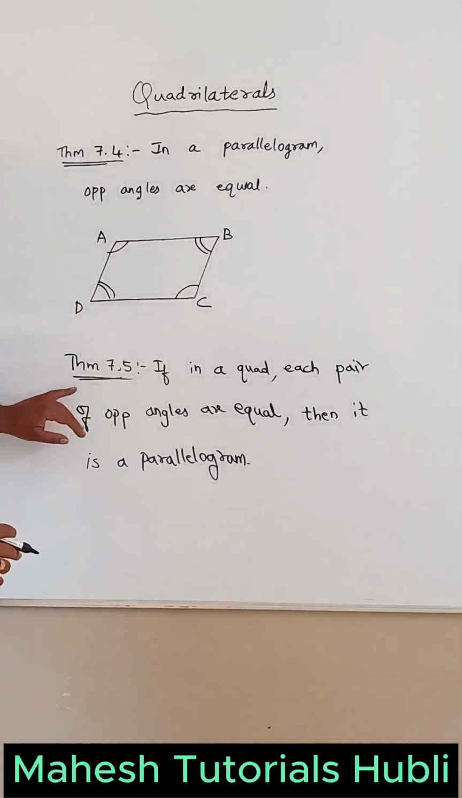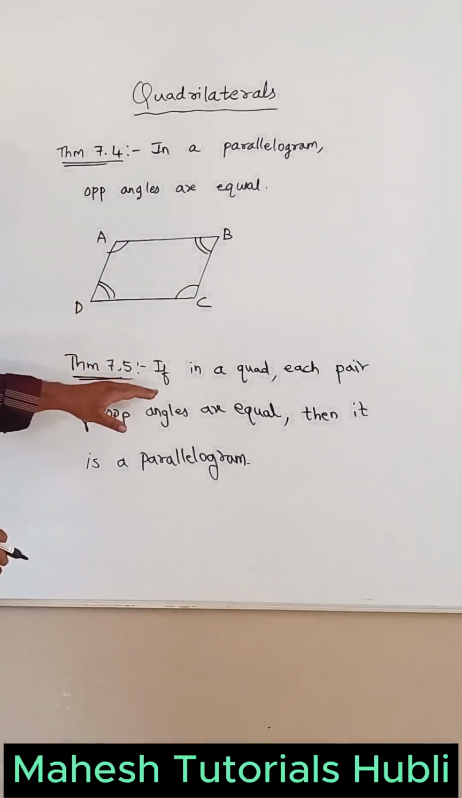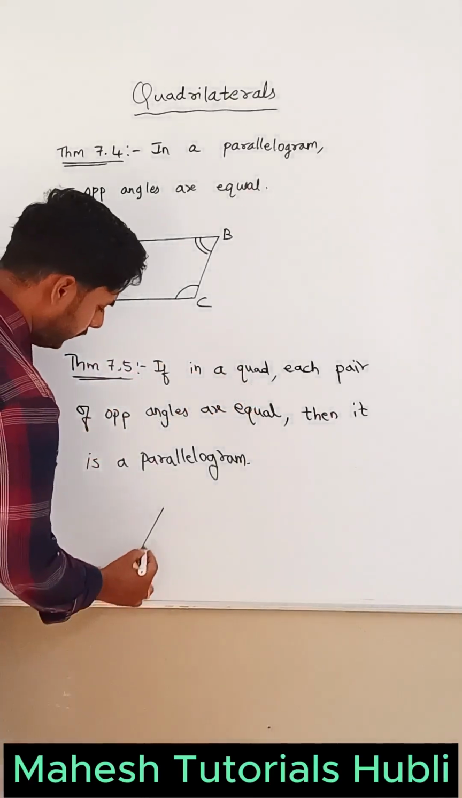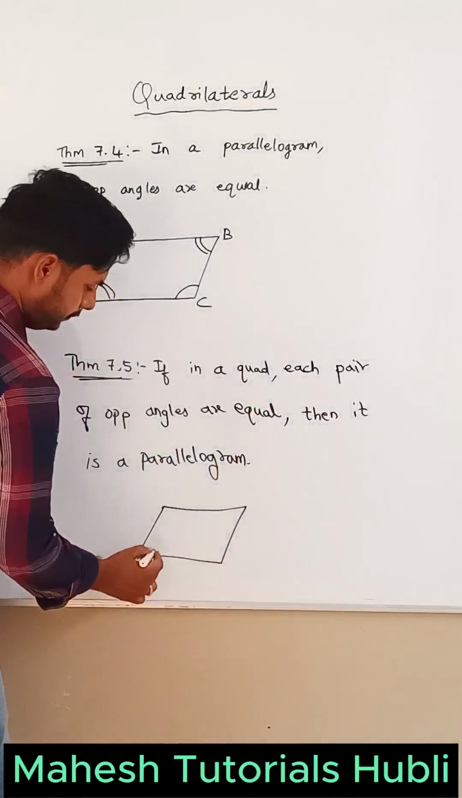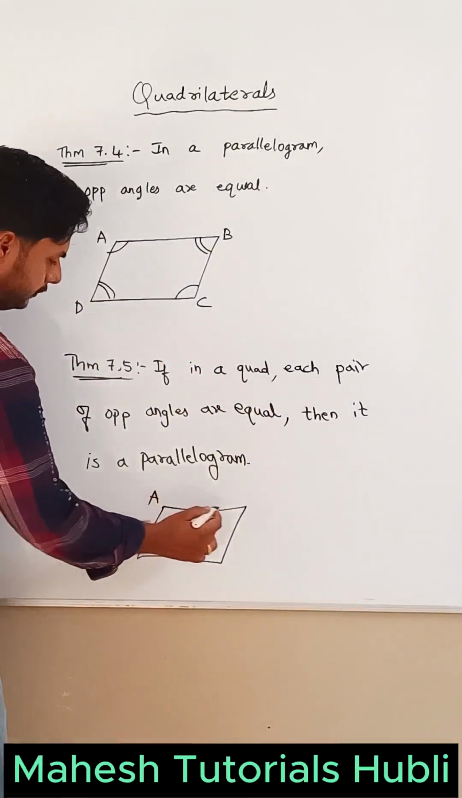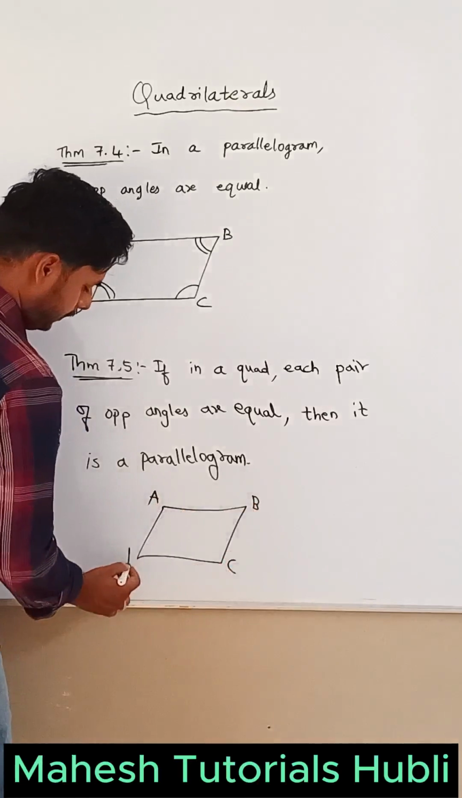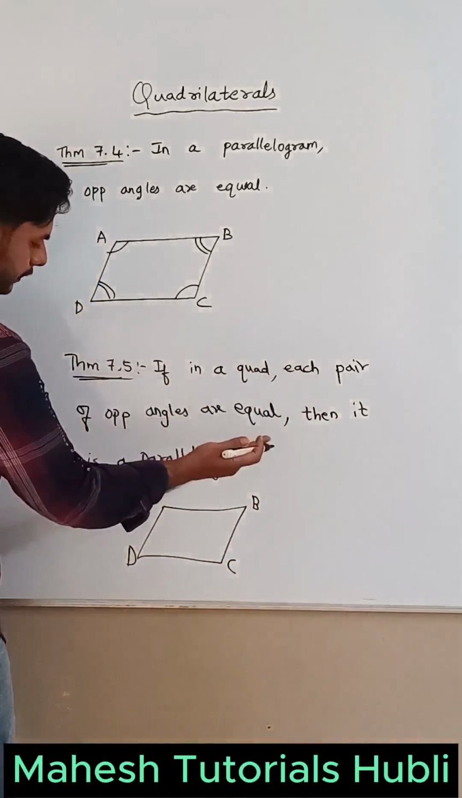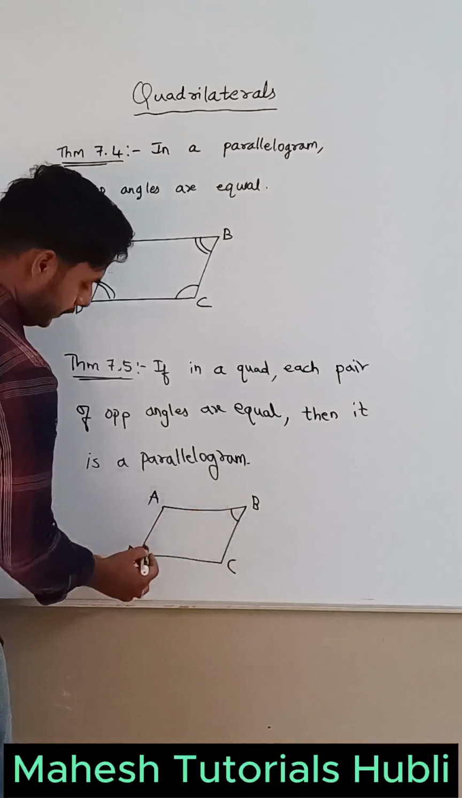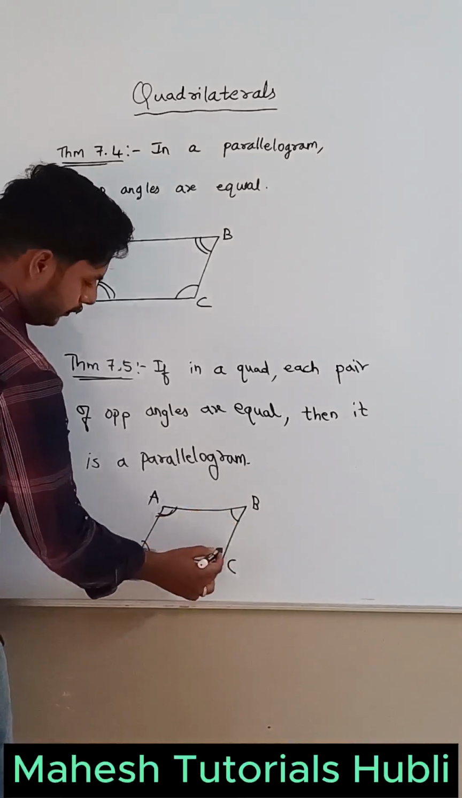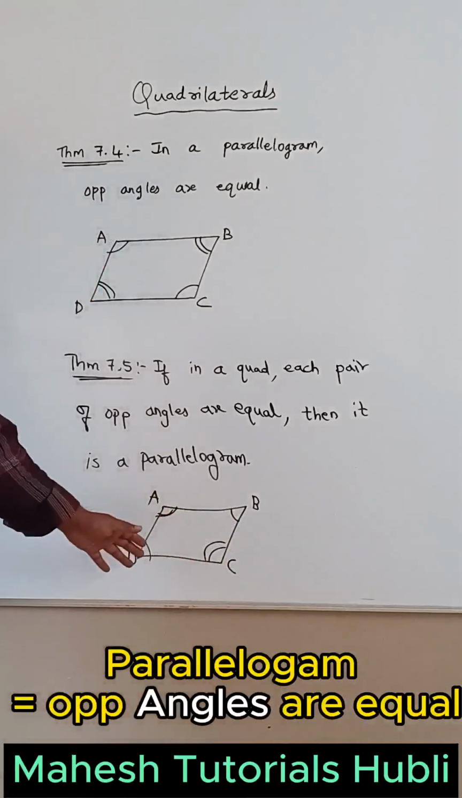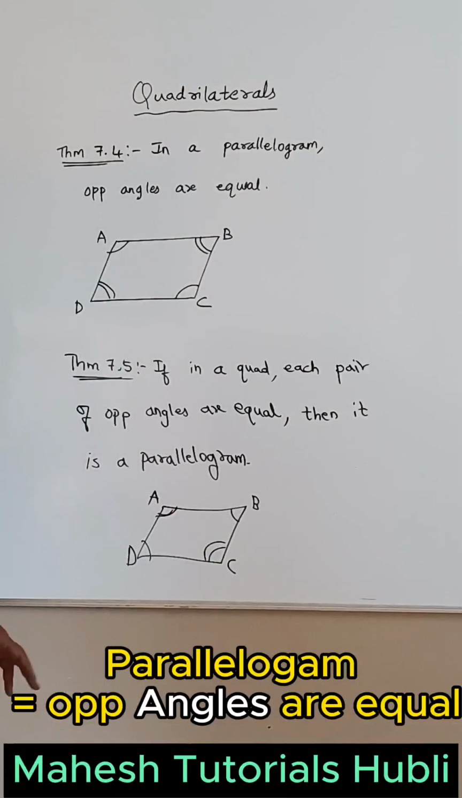Theorem 7.5, exactly opposite of this. If in a quadrilateral, I don't know whether it is a parallelogram, square, rhombus, what it is, I don't know. If in a quadrilateral, we will name it ABCD, four-side figure, each pair of opposite angles, if you find angle B is equal to angle D and angle A is equal to angle C, each pair of opposite angles are equal, then it is a parallelogram. Understood or no?